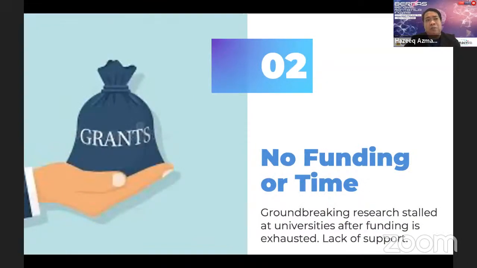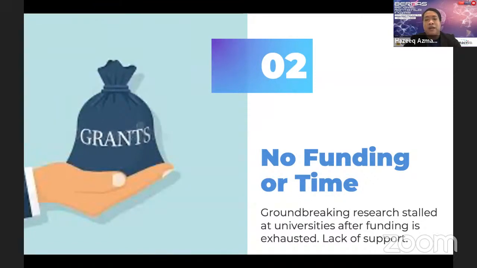Number two is the issue with funding and time. This is also part of the limited resources issue faced by the academician. Sometimes in the university, we have a very good idea, a research with very high potential. But mainly due to funding, we couldn't secure the right funding, and this will cause this groundbreaking research to stall at the university level.